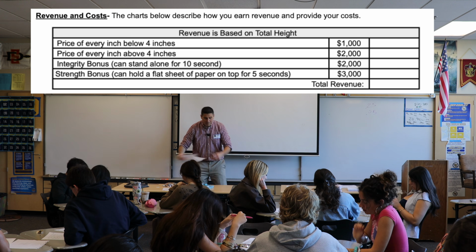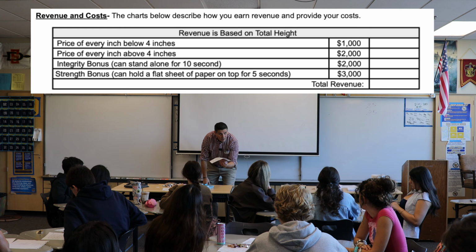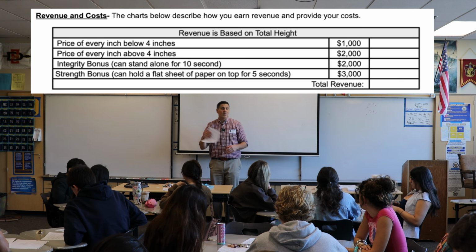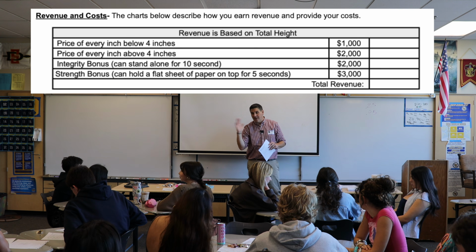Now, if we can put a piece of paper on top, take a look. We can put a piece of paper on top. 1, 2, 3, 4, 5. What's that give you? 3,000. Another 3,000. So there's 2 bonuses if you can get them, but it's got to stand on its own for 3 seconds no matter what.